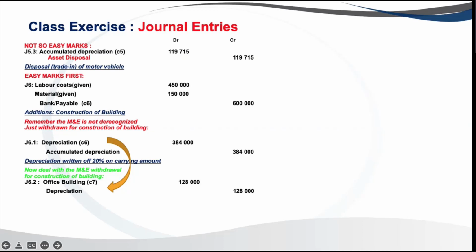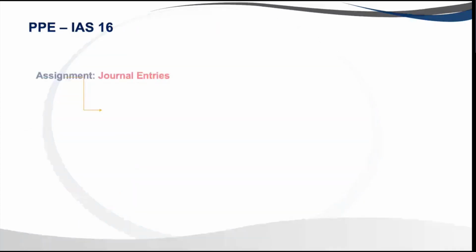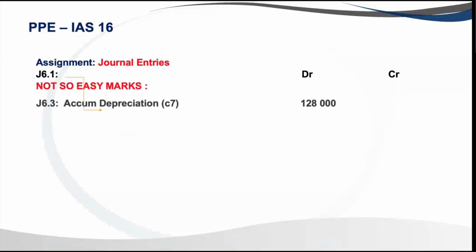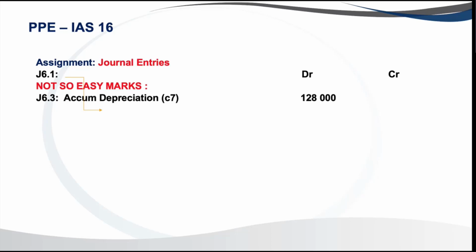But I haven't done anything as yet with accumulated depreciation because it's overstated by 384. If you look at 6.2, I only touched depreciation. So meaning for accumulated depreciation, I need to pass another journal entry. It's not a so easy mark. You might not get it in an exam. It's okay. This is that part I'm saying, not so easy marks, where I reverse the accumulated depreciation, meaning I must reduce my accumulated depreciation by 128. But where do I take that? I'm creating the new asset called depreciation capitalized.